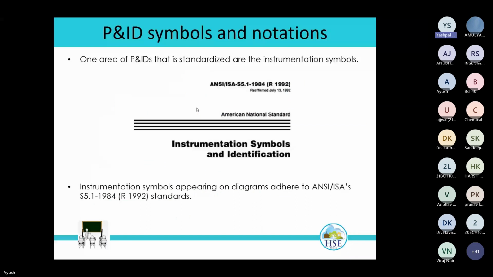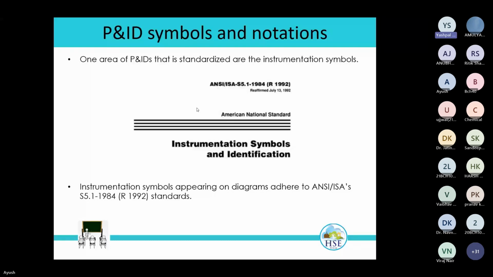So basically, P&ID symbols and notations: one area of P&ID that is standardized is the instrumentation symbols. You can see the guideline ANSI, an international guideline, ISA S5.1-1984 R 1992, that is American National Standards ANSI, instrumentation symbols and identification. This is the guideline normally available throughout the universe for preparation of the P&ID.